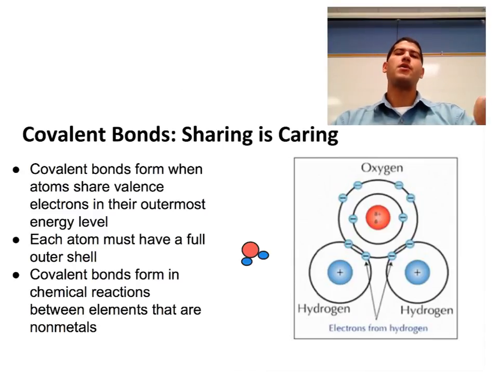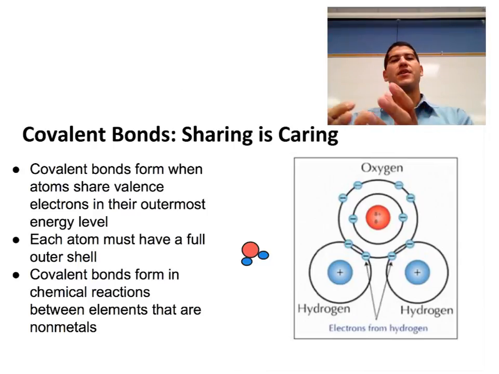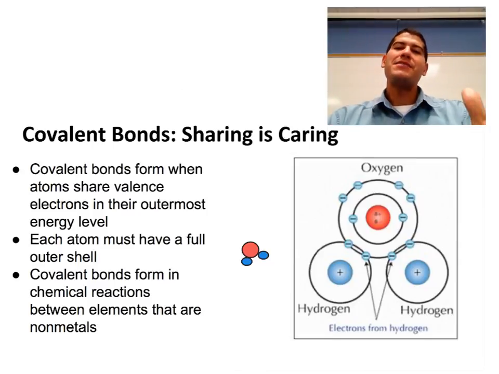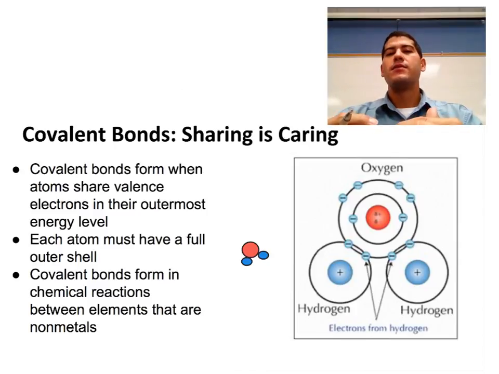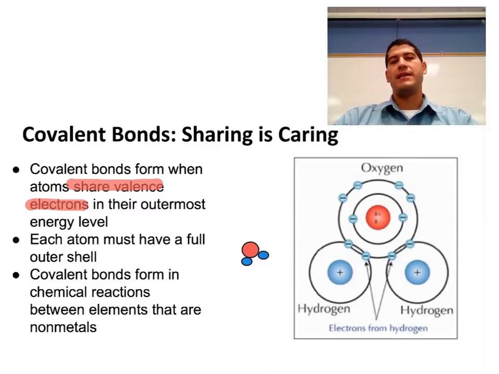Remember, ionic bonds only form between metals and nonmetals, but nonmetals will react with each other too. However, instead of taking or giving electrons, when a nonmetal reacts with another nonmetal, they share electrons. The atoms actually merge their valence shells so that each atom achieves a full valence shell. It's called a covalent bond. The prefix co means together. So covalent literally means the valence energy levels of the atoms are stuck together.